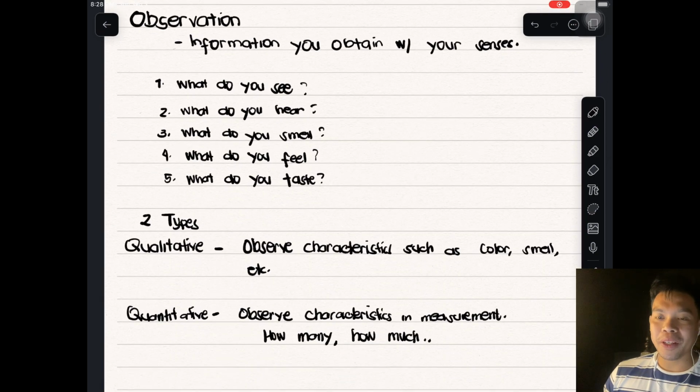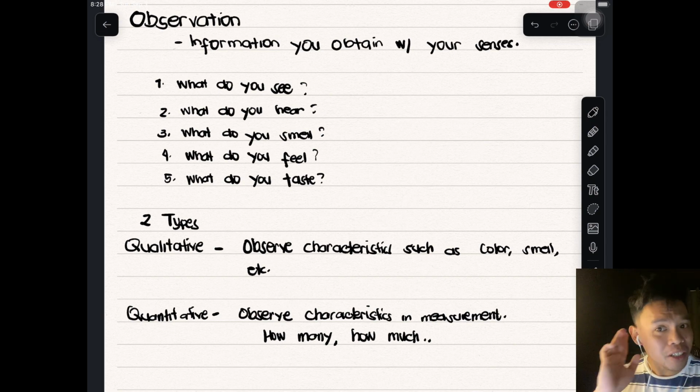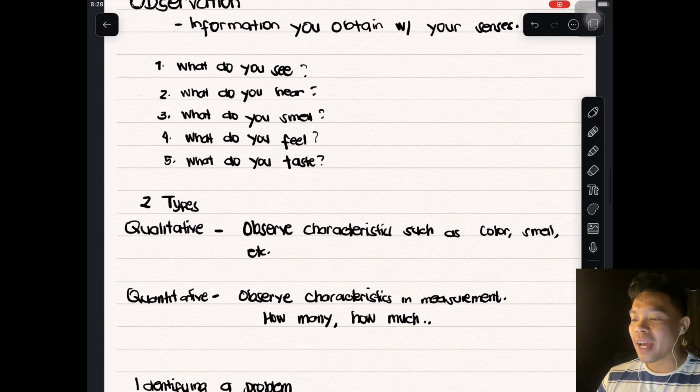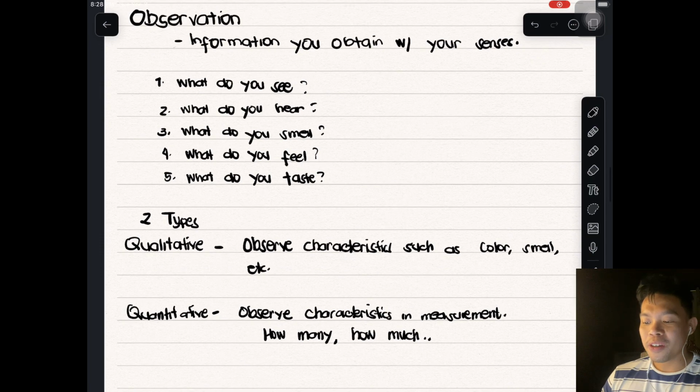Observation, or observing, is any information you obtain with your senses, such as what do you see, what do you hear, what do you smell, what do you feel, and what do you taste. There are 2 types of observation. First is the qualitative observation.